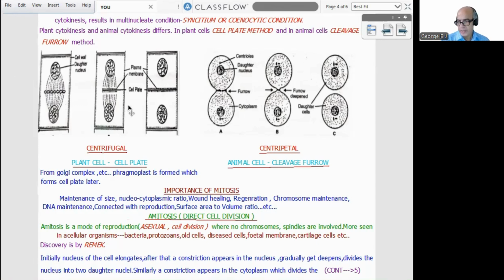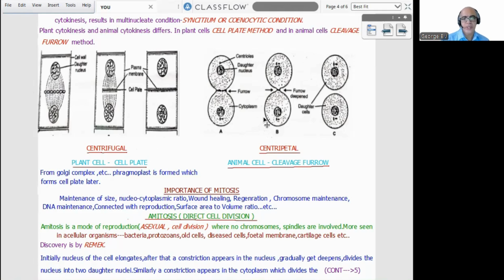This is a plant cell. This is an animal cell. In the plant cell, the cell plate moves from the center towards the periphery. It is called the centrifugal cell plate in plant cells. On the animal side, it is from the periphery to the center. It is called centripetal, and it happens by a cleavage furrow.